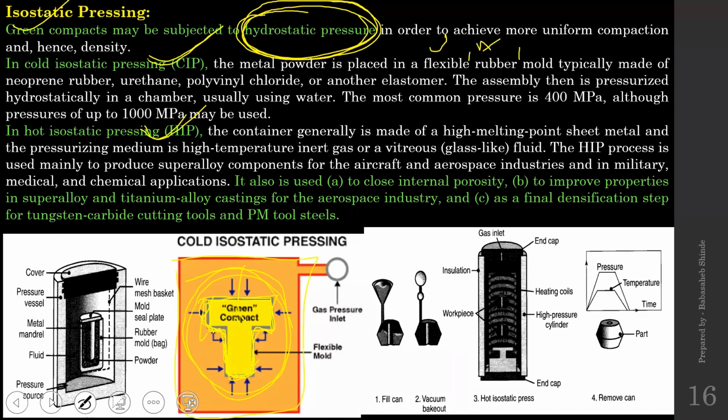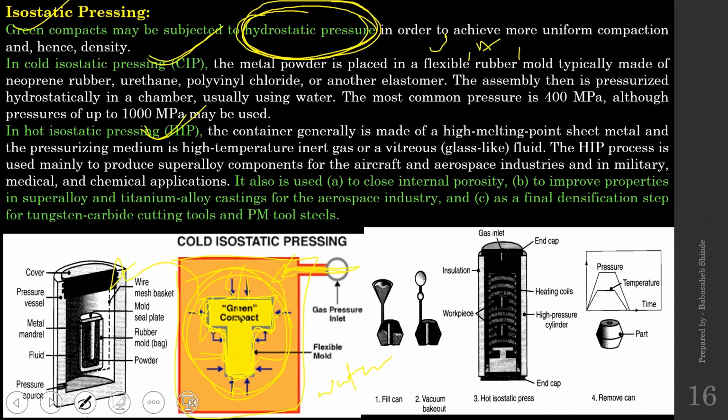chamber that is filled with liquid. In cold isostatic pressing, the liquid will be water, so this will be filled with water. And what we will do, we will apply pressure to this water, or try to compress the water. As you try to compress the water, it will compress this flexible mold in all the directions uniformly, because it's water that is being compressed. So the water will exert pressure. Whatever pressure we are applying to the water will be transmitted to this mold in all the directions uniformly. So there will be compaction of the product in all the dimensions simultaneously and uniformly. That technique is called cold isostatic pressing.